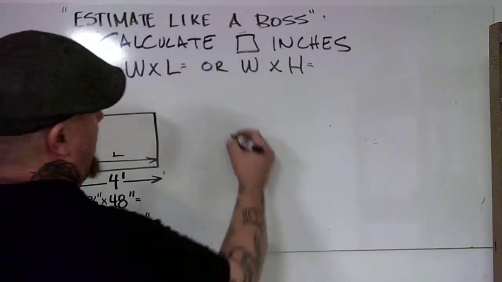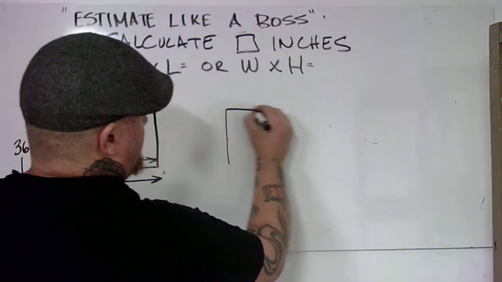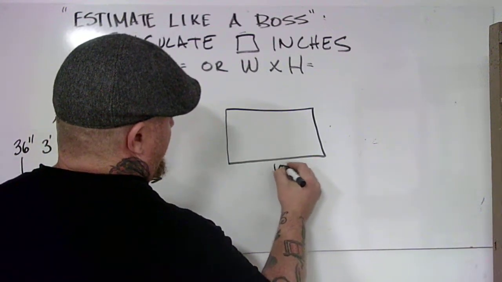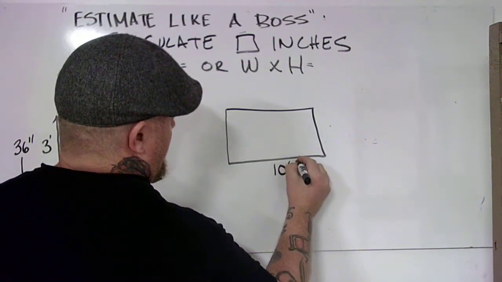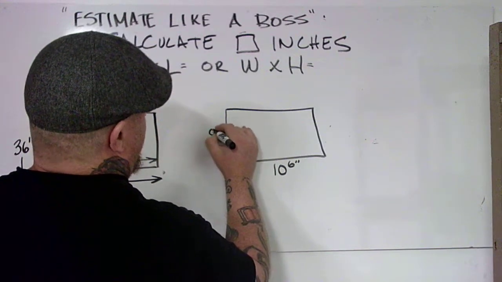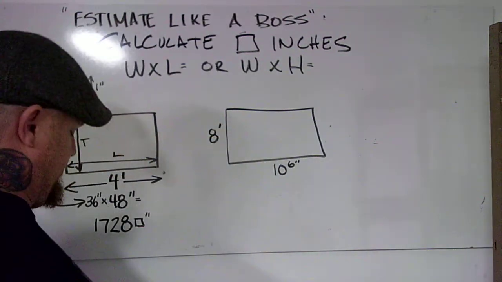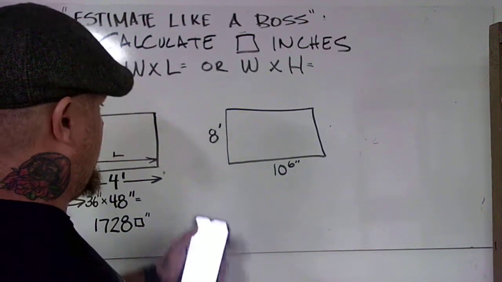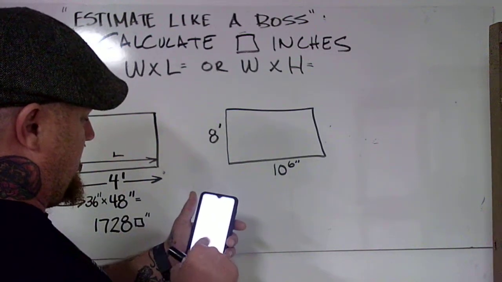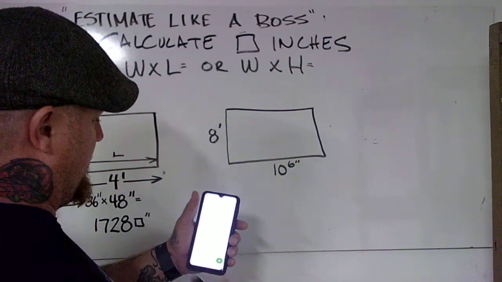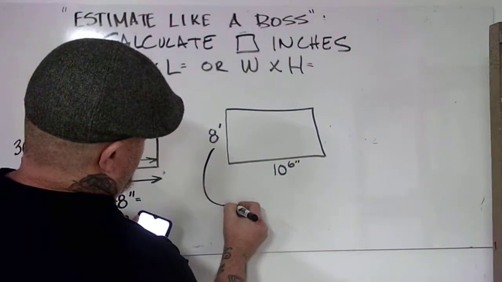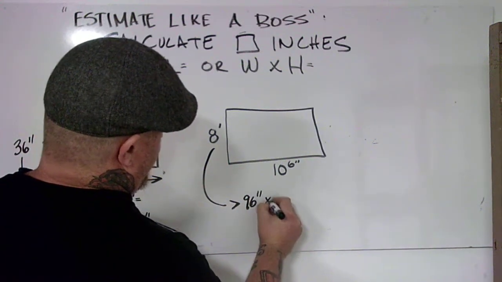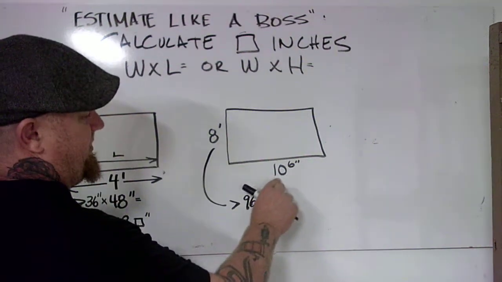So let's do a wall, a bigger project. We'll say the wall is 10 foot 6 inches by 8 feet. What we're going to do is convert these into inches. So I'm going to clear my calculator out, and I'm going to do 8 times 12 equals 96 inches, multiplied by this number, 10 foot 6, converted into inches.